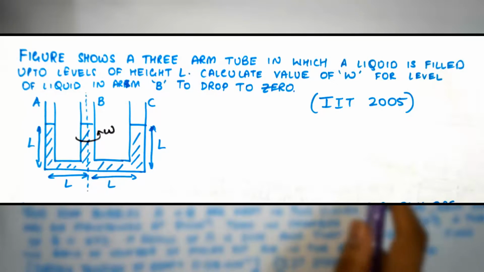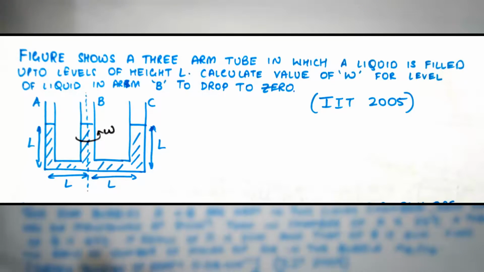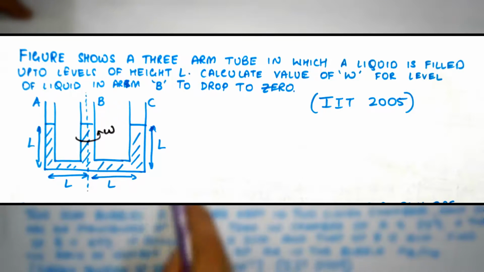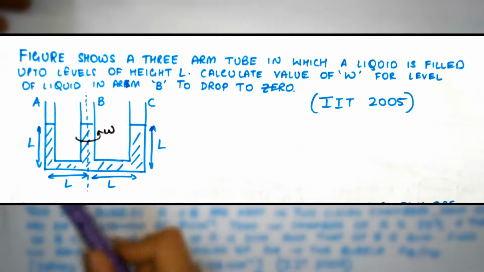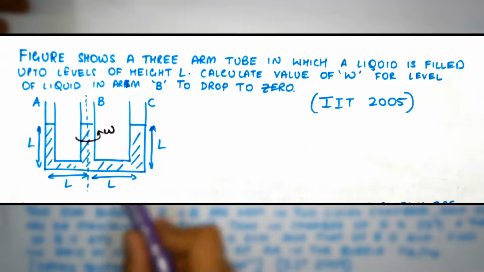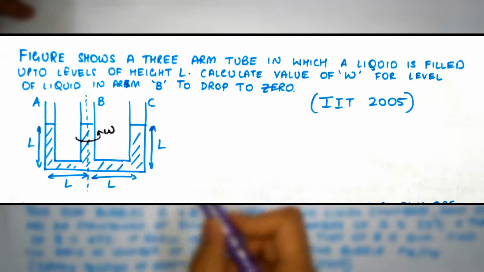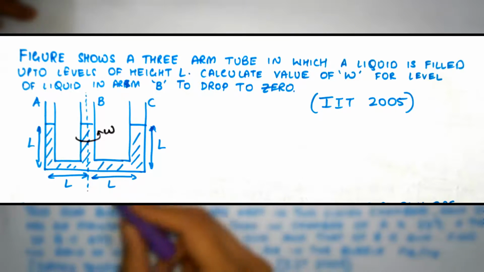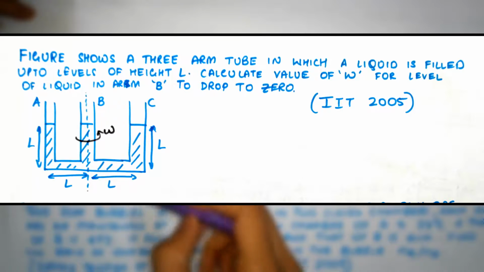We have a question on fluid mechanics from IIT 2005, and the question has a system with 3 beakers which is filled with liquid. They are connected to each other, so all of them are filled to the same level L, and then the whole thing is rotated about arm B.